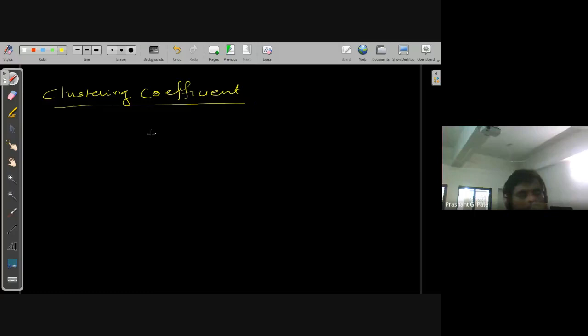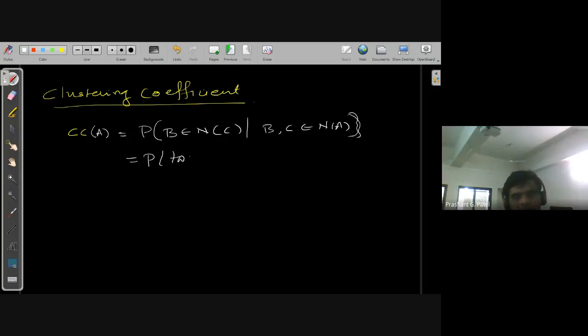So let us recall the definition of clustering coefficient that we have learned in the previous lecture. The clustering coefficient of a vertex A is denoted as CC of A, which is the probability that B and C in the neighborhood of A are connected. Another way to represent it is: two randomly selected friends of A are friends. That means they are connected.